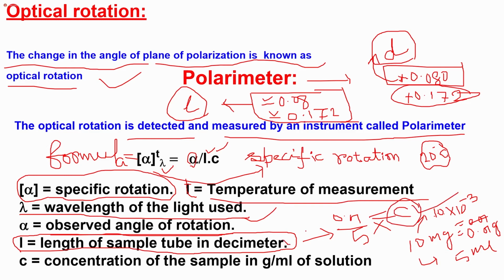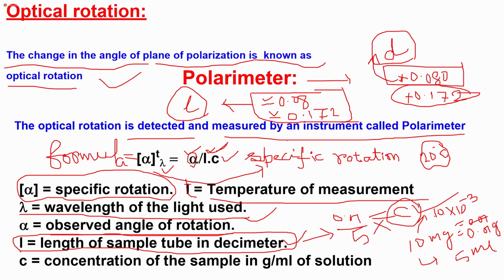L value you have from the instrument. Alpha value you will see on this screen. You are using the compound, and how many grams or mg, so from that you will get the concentration value. Now you can easily get the specific rotation of this compound.